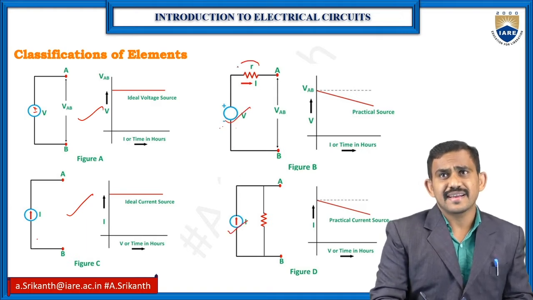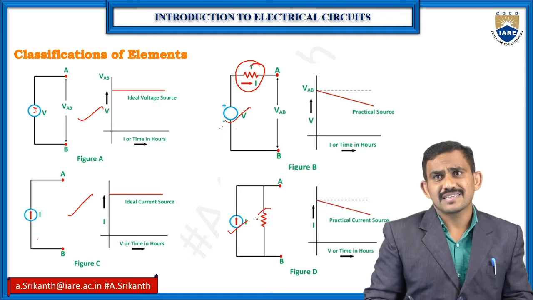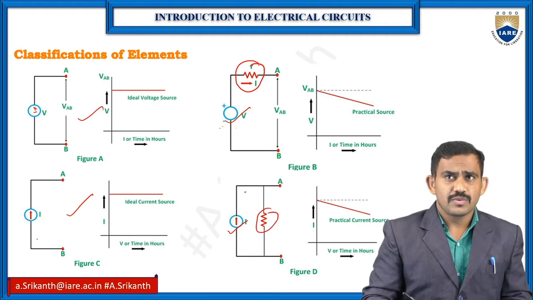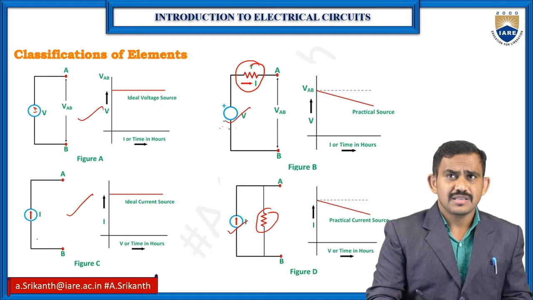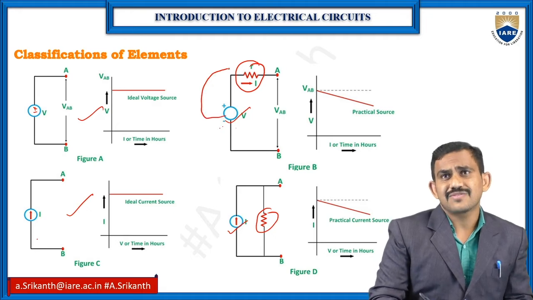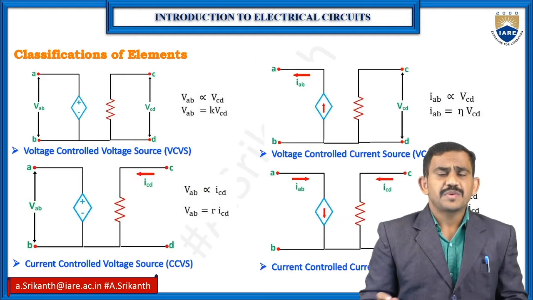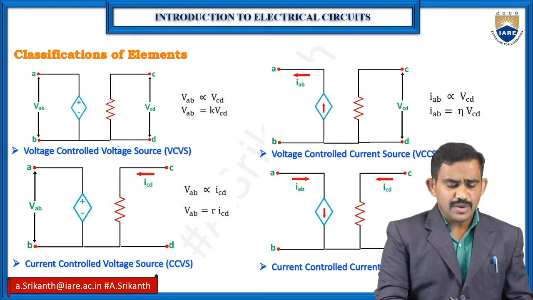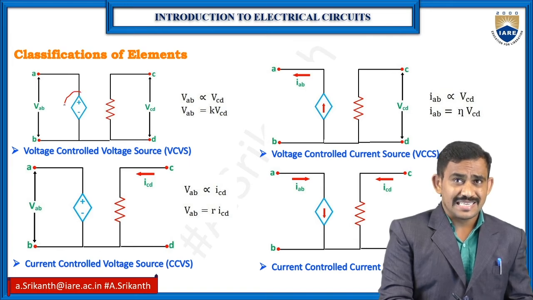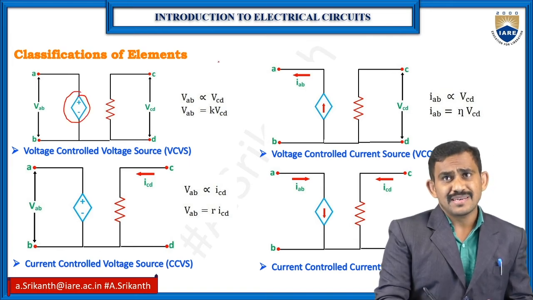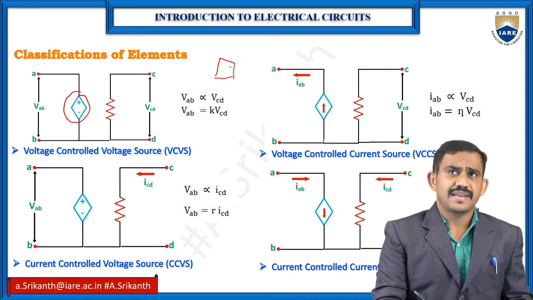Here I have the internal resistance, and here I have the internal resistance. Observe both sources: practical sources have a voltage source in series with the internal resistance, and a current source in parallel with the internal resistance. Coming to dependent sources, where we have the diamond shape, those are the dependent sources.